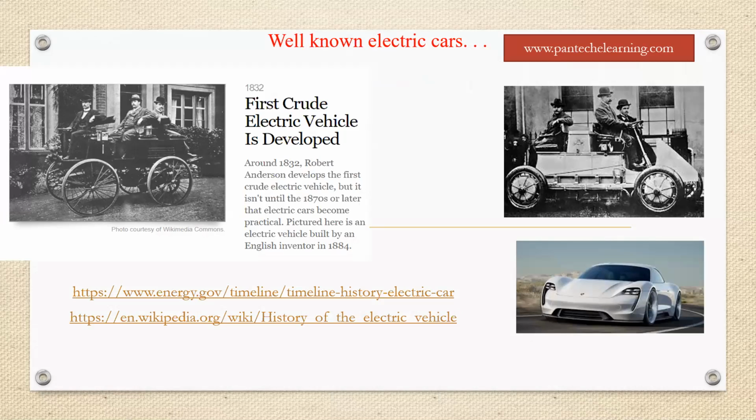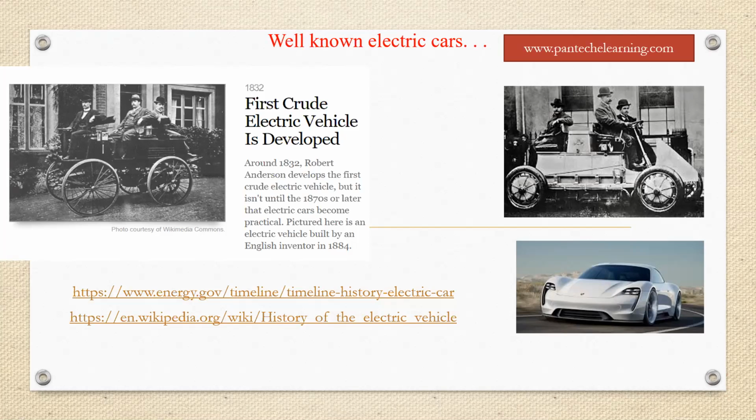If you have some thought, when will the people in your surrounding area believe you? When you show it in a practical manner, the people will believe you. Initially, the thought entered in 1832. Robert Anderson, the UK scientist, developed this first crude electric vehicle car. But it took 40 years to prove it in a practical manner.